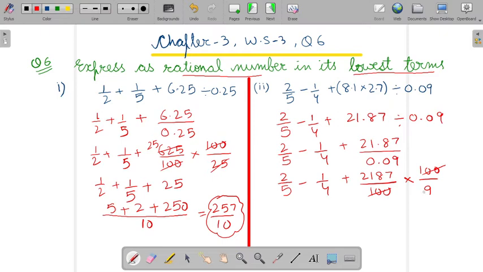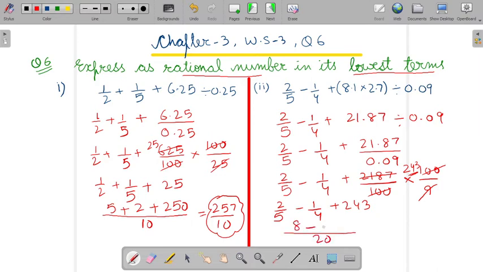2187 divided by 9. So we will be getting 243. So rest 2 by 5 minus 1 by 4 plus 243. What should be the next step now? Take its LCM. So LCM will be 20.